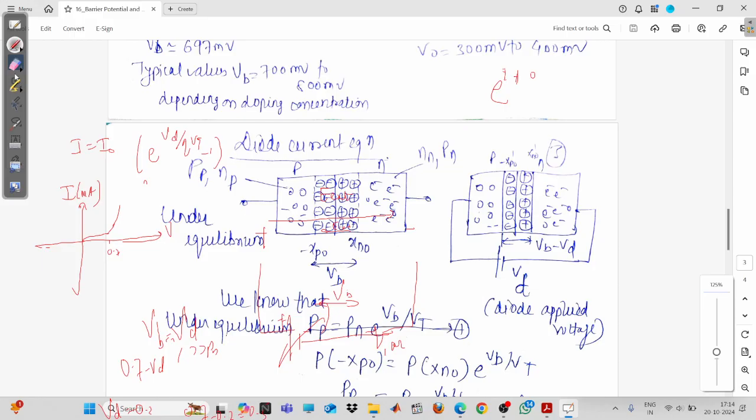Just a minute, e to the power of plus 10 and e to the power of minus 10. So which one is larger and which one is smaller? You just check it out. This e to the power of 10 and e to the power of minus 10.